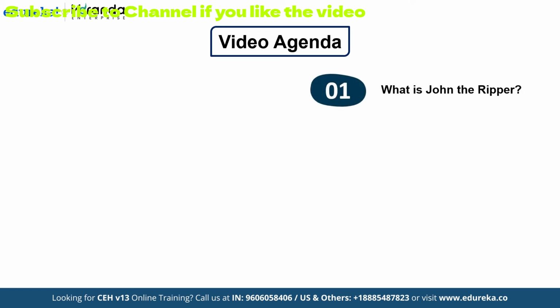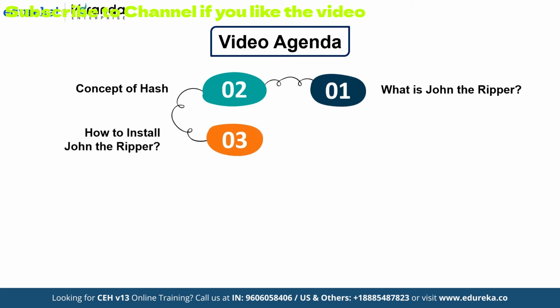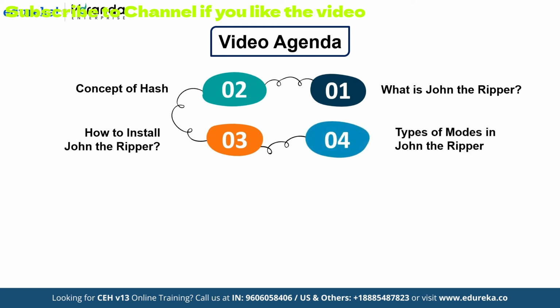First, we will start by understanding John the Ripper and why it is an essential tool for security testing. Next, we will explain what a hash is and how it's related to password security. Then, we will walk you through how to install John the Ripper, both in CLI mode and using the GUI Johnny interface. Next, we will explore the different modes available in John such as single, word list, and incremental modes.